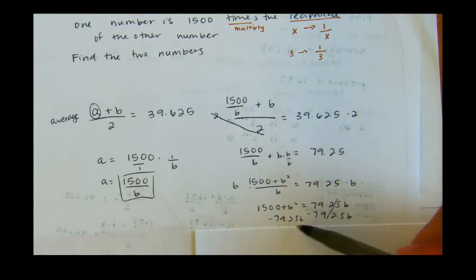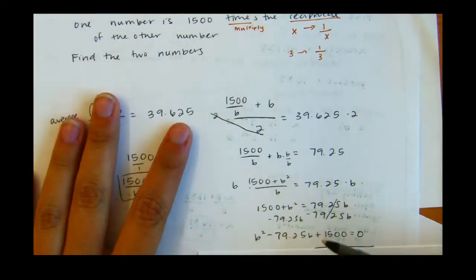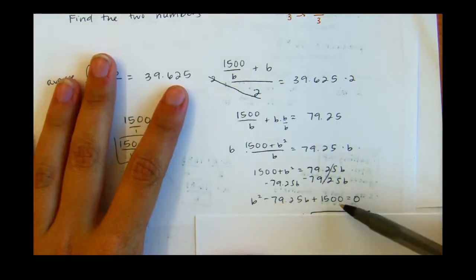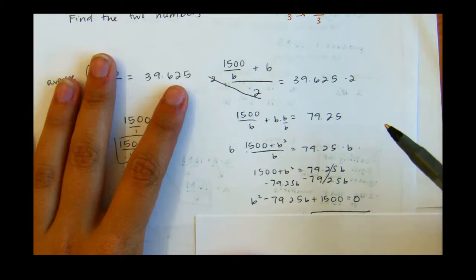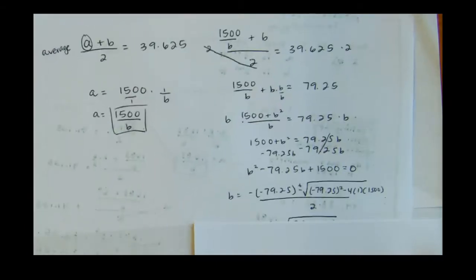Now I want to get everything over to one side since I see I've got a quadratic equation because of the exponent. So I'm going to subtract 79.25B over to the left. When I do that, I'll end up with the equation B squared minus 79.25B plus 1,500 equals 0. In order to solve this, you guessed it, I'm going to use my quadratic formula.